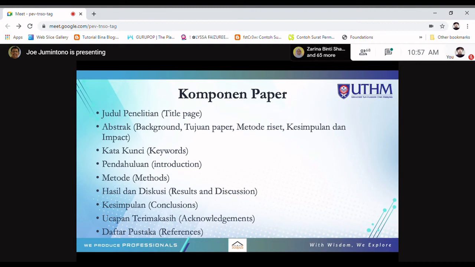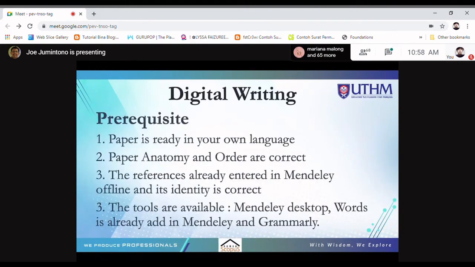Okay, this is the anatomy and parts of the paper, and what is next for you? I think this is very, very simple. If you want to do what I said, you can write the paper 3 until 5 pages, in your own language.